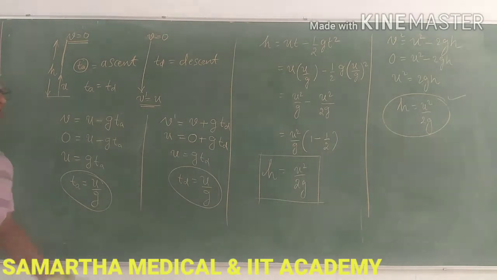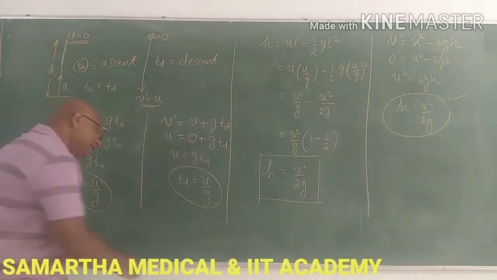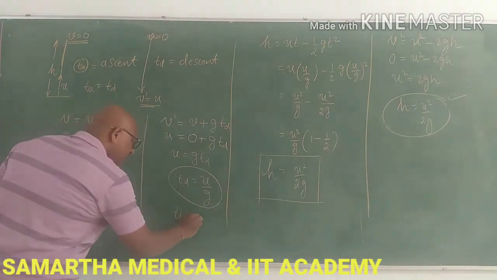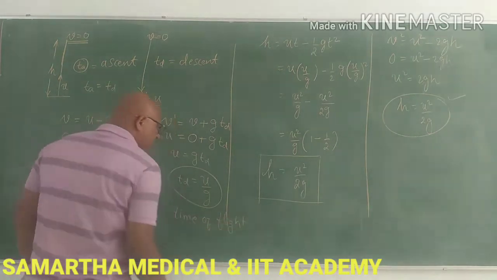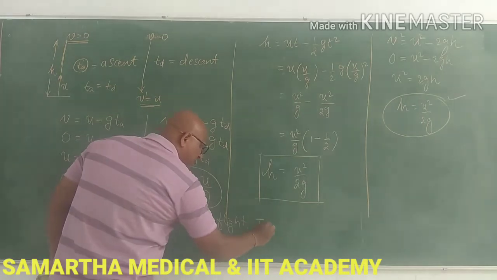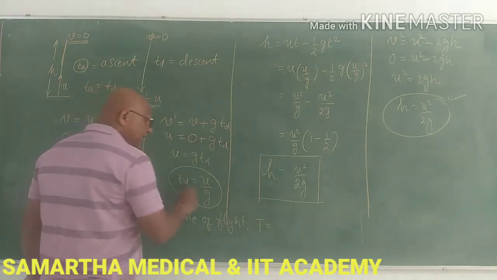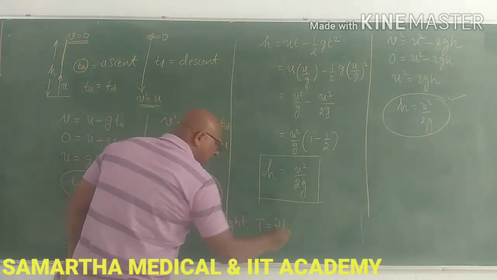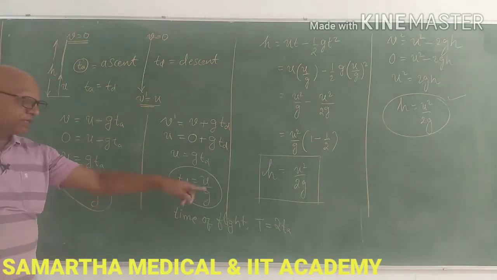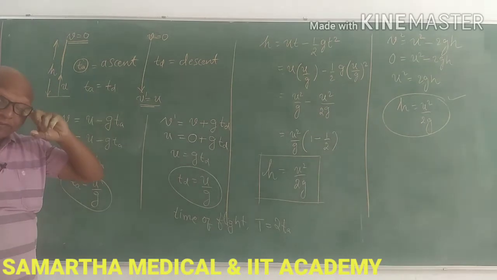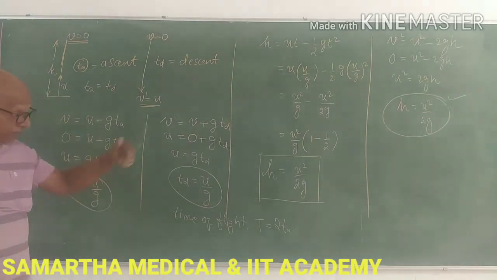What is the time taken to go to the height and come back to the same position? Total time of flight, we will say. If you want to calculate the time of flight, that is capital T. We will take it as capital T. That is 2 times TA. Because if it is 4 seconds going up, it is 4 seconds coming back. 2 times 4 seconds. So it is always 2 times one of the times.